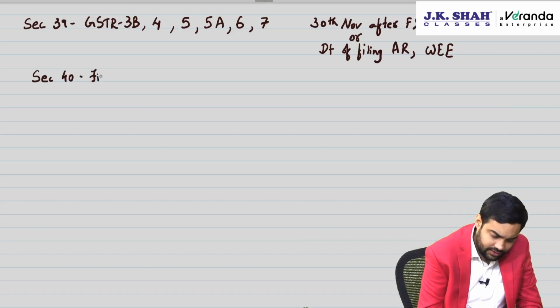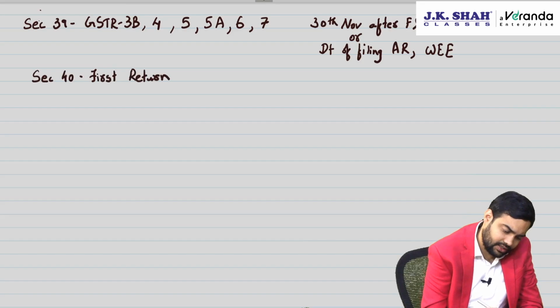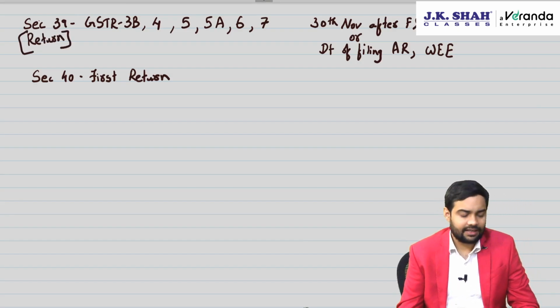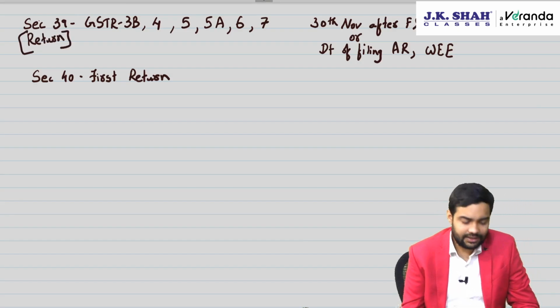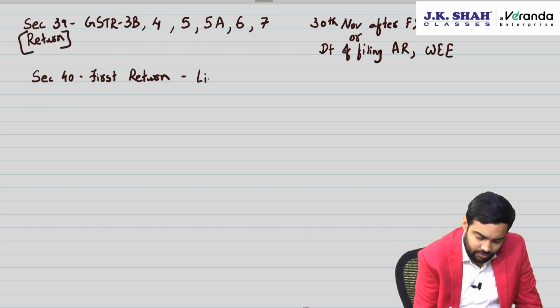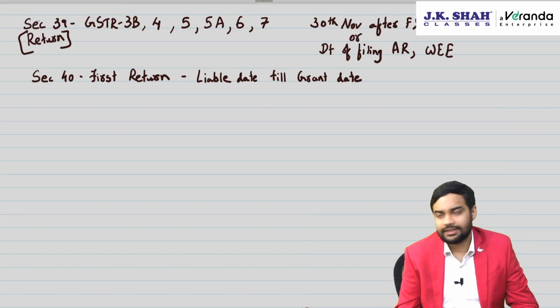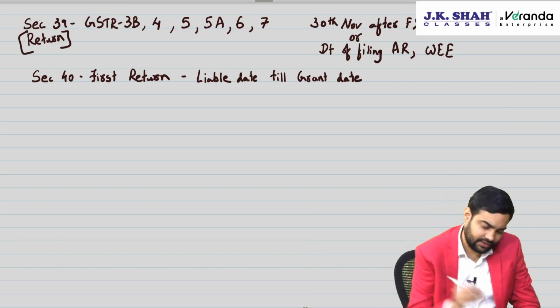First return is the first GST return which you file after getting registration. We are talking about first return under section 39, because 39 basically deals with return. Wherever the law uses return, it is actually talking about section 39 returns and no other return. So first return will report all the information from the liable date till grant date. All the information from liable date till grant date of outward supplies needs to be reported in the first return. That's the speciality of first return.